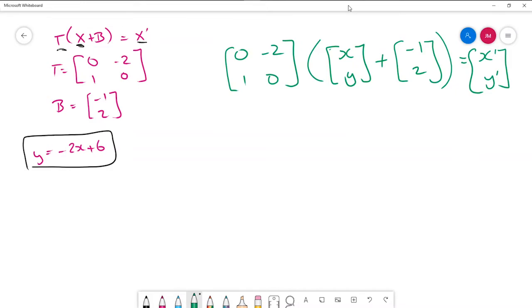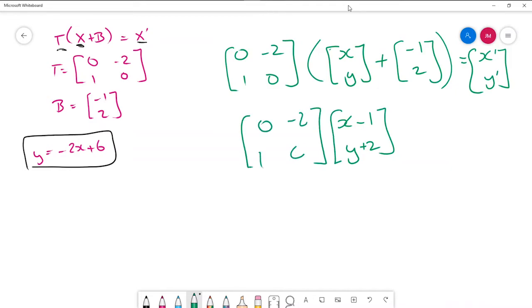We've got brackets, so we're going to solve the brackets first. So that would give us the matrix x minus 1, y plus 2. And then we're going to be multiplying that by that transformation matrix. Now, you could use your CAS for this. I probably should use my CAS, but let's do it this way by hand.